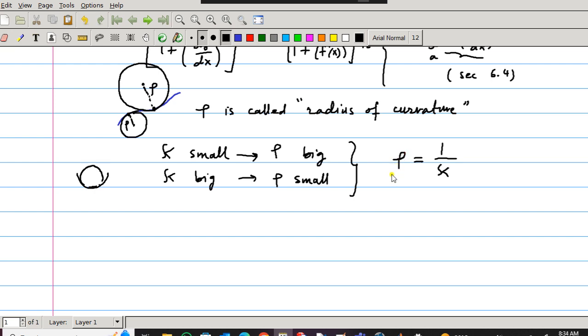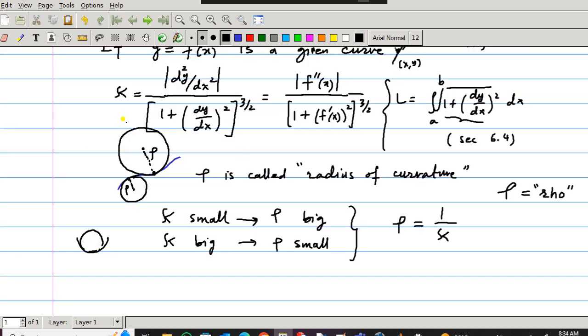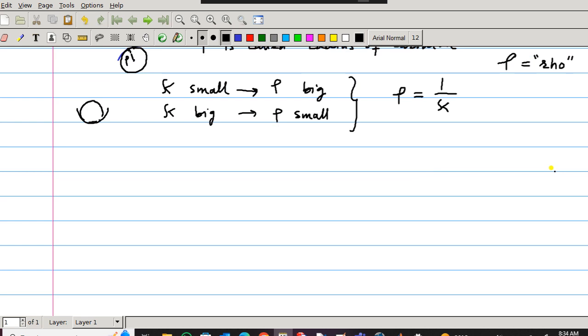So this is not a p, it's rho, which is again a Greek letter, rho. Okay, it's again like alpha, beta, gamma, delta. So rho and kappa, they are both Greek letters. So if you can obtain a curvature kappa, you can obtain this rho by just dividing 1 by kappa. So this will be the radius of curvature. So both things can be obtained.